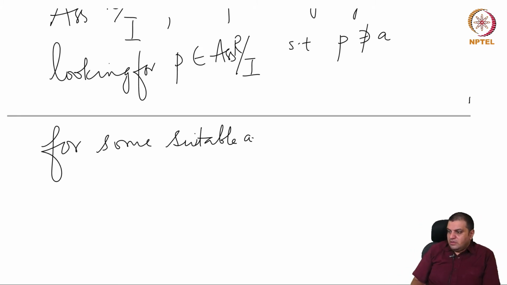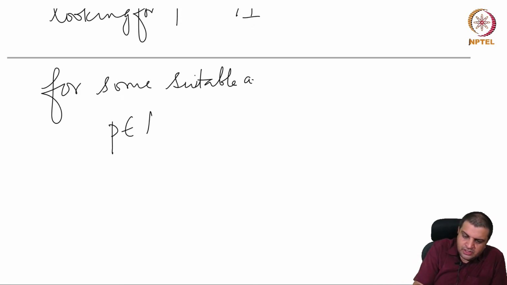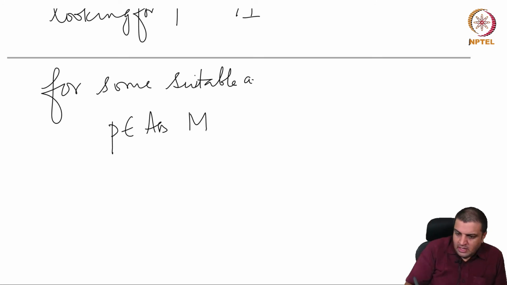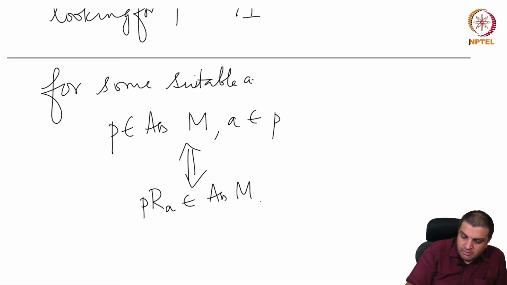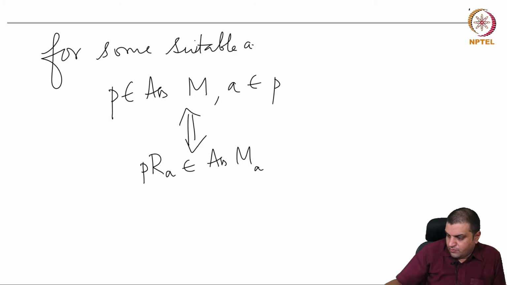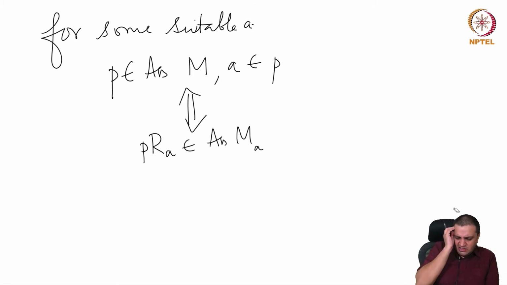So, how did we know this thing? P is associated to M, and A is not inside P. This we saw last time. If and only if P R_A is associated to M localized at A. Okay, this is one strategy.